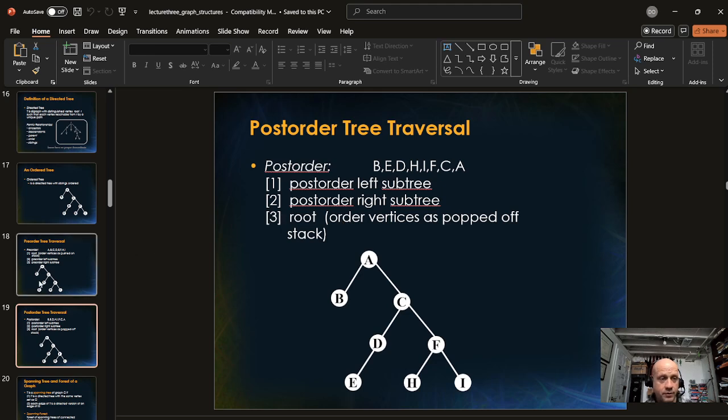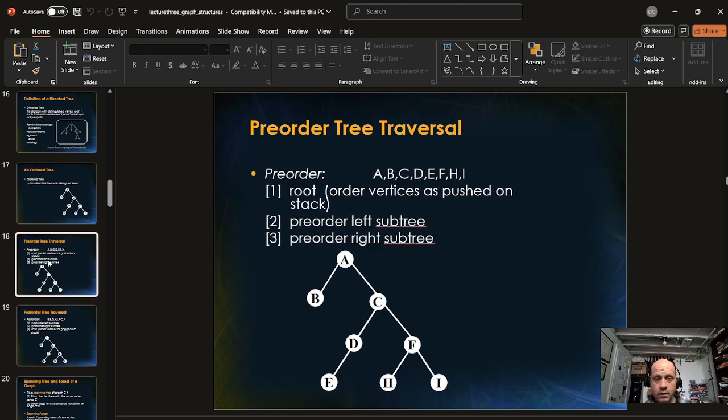We can compare that to the pre-order, where I have A, B, C, and then down the path of D to E, and then coming back up, and then F, G, H, and I.